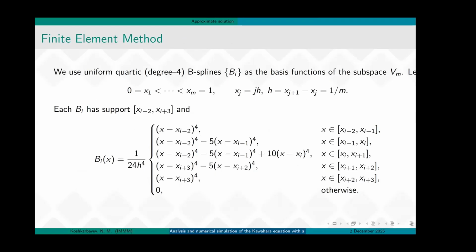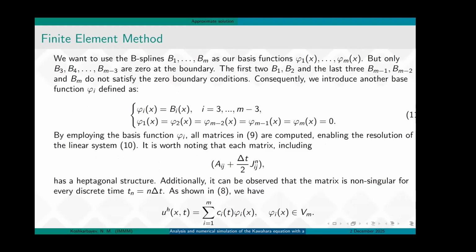For the spatial discretization, we use uniform quartic B-splines of degree four as our basis function. These splines have compact support and provide high-order accuracy, which is necessary for the fifth-order Kawahara equation. And since we have homogeneous boundary conditions, we modify the standard B-splines to satisfy zero conditions at the boundary x equal to 0 and x equal to 1. We define the basis function phi as shown in equation 11. This ensures our numerical solution satisfies the boundary conditions.